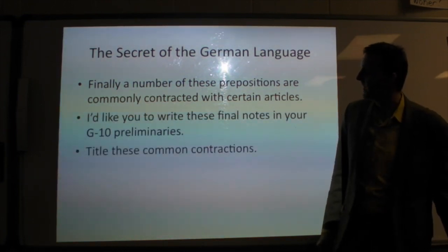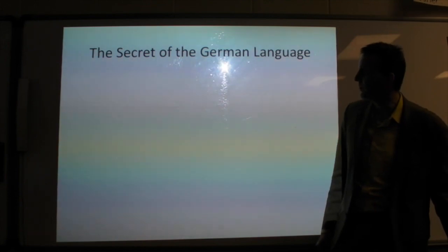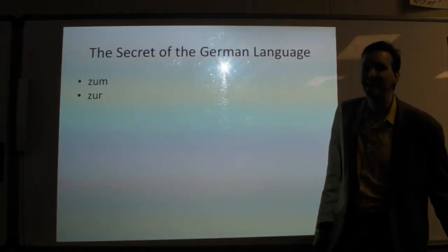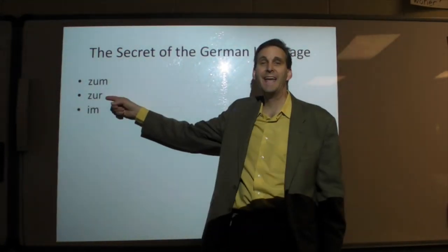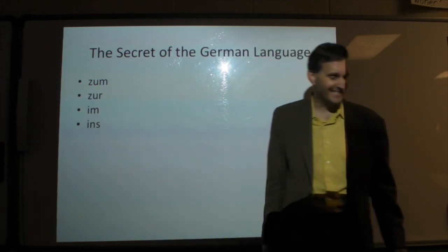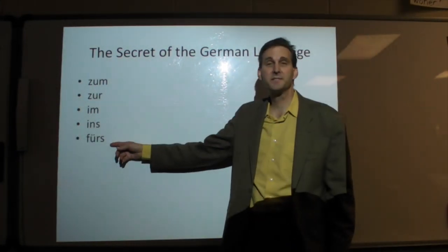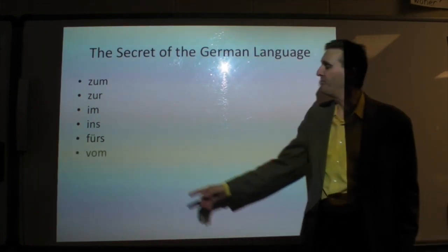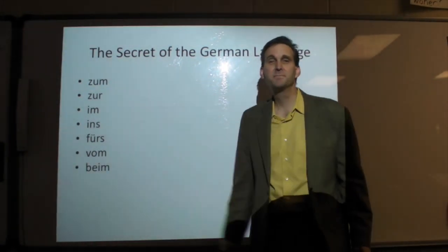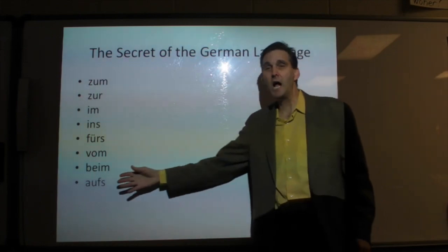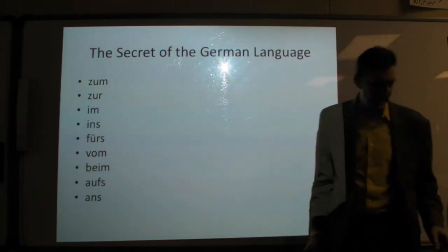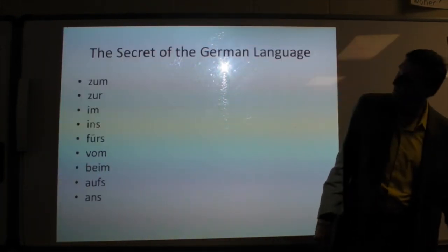So if you're writing notes, you may want to write these common contractions, and we'll take a guess at these. Okay? We have zum. Zum is a contraction of zu dem. Zur is zu der. Im is in dem. Ins is in das. Okay? Fürs is für das. Von is von dem. Beim is bei dem. Aufs is auf das. Ans is an das. And let me pull that back here.